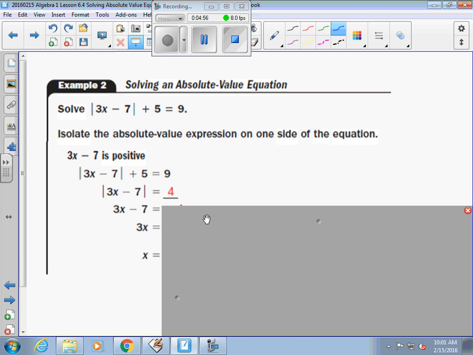So for the first step, undo plus 5 by subtracting it on both sides. So now notice we have the absolute value of 3x minus 7 is equal to 4. Then it becomes just like example number 1. Set it up as equal to 4 and as equal to negative 4.